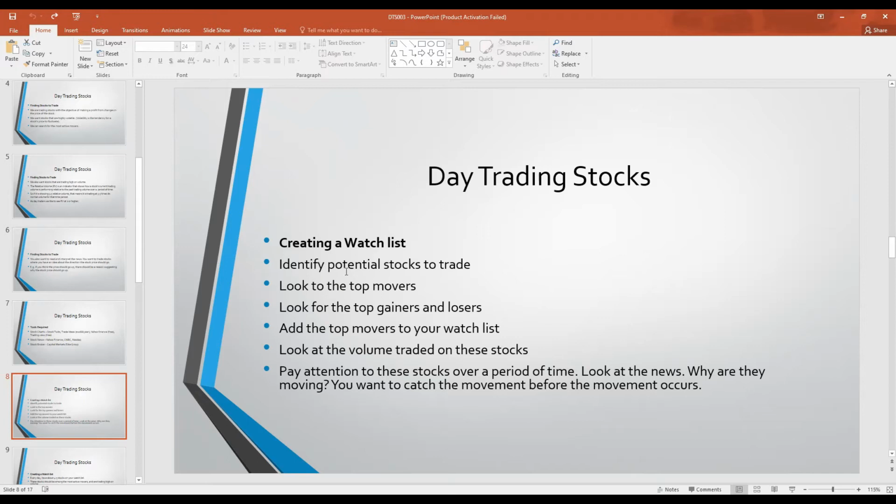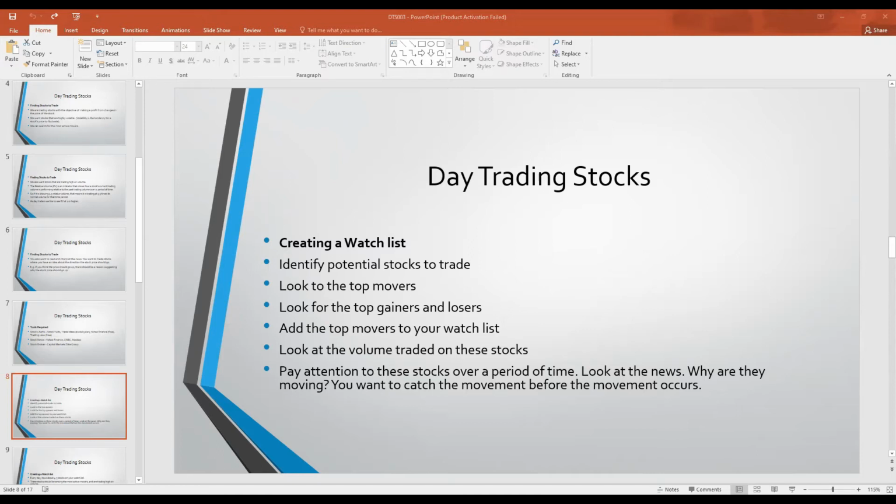After adding stocks to your watch list, the next thing you can do is look at the volume traded on the stocks. You want to trade stocks with a high relative volume. In other words, you want to trade stocks with a relative volume greater than 2.